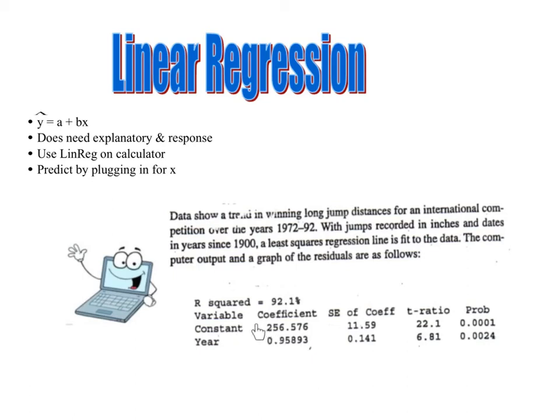Next to the constant, this was our coefficient, so that was the y-intercept. Next to year, that was the slope. So you would say distance hat equals 256.576 plus 0.95893 times year. And that would be your way of writing it. At this point, we hadn't really done anything with these pieces of data, but you'll start to see some things that look familiar, like a T and maybe a p-value. These are things we're going to use in the coming days.